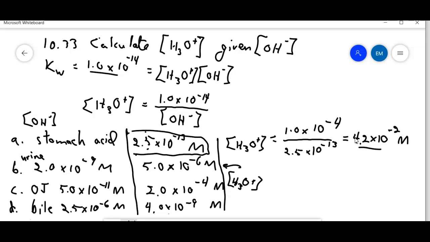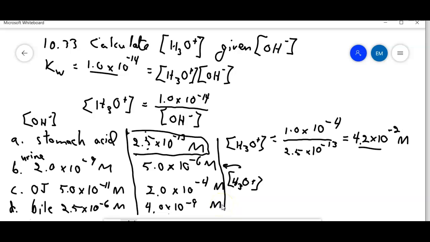Sometimes the book has a typo in it or something like that, but this is 1033. So, for stomach acid, part A gives 4.0 times 10 to the minus 2. I'll look at that shortly. 5.0 times 10 to the minus 6 molar for urine, 2.0 times 10 to the minus 4th for orange juice, and 4.0 times 10 to the minus 9th for bile.